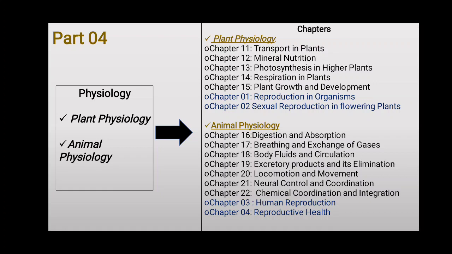And the last system, the eighth system, is the human reproductive system. We will deal with the male and female human reproductive system. These last two things, human reproduction and reproductive health, are from class 12.